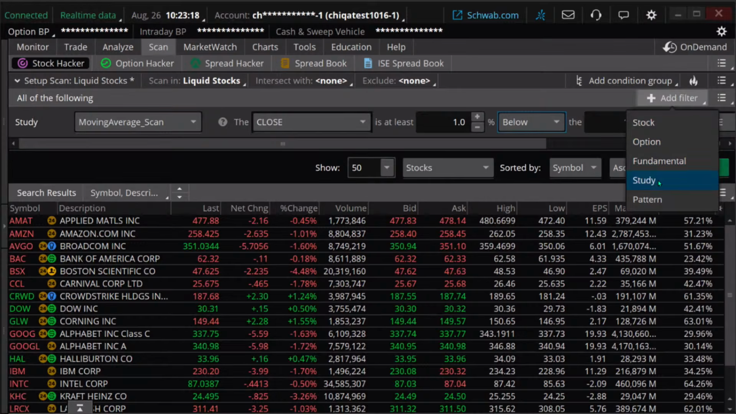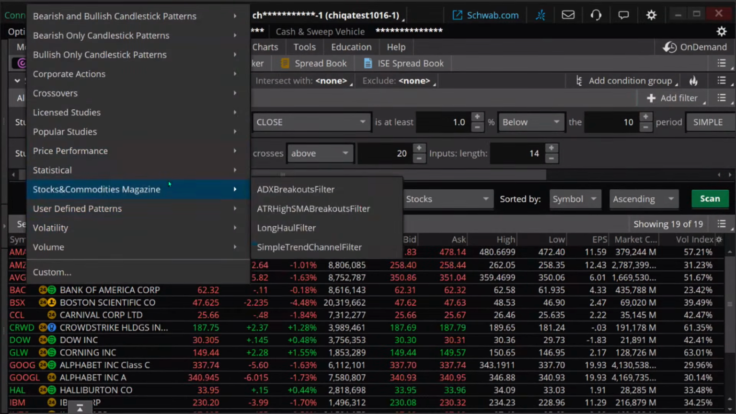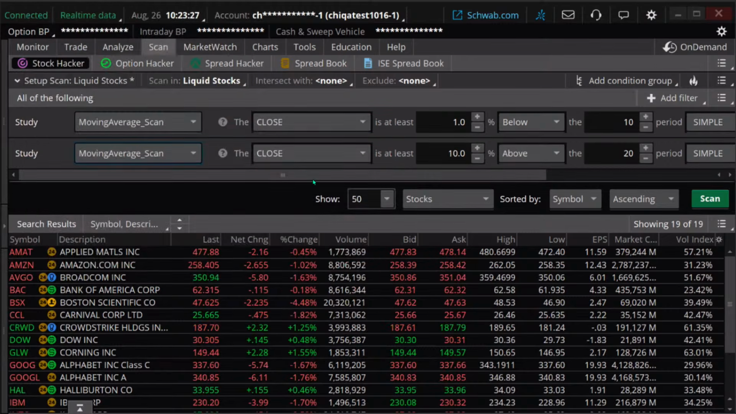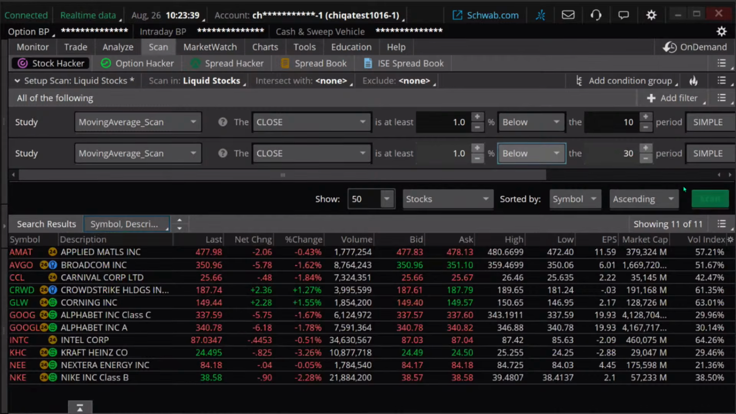Here, I'm going to add in a study filter. I'm going to do the exact same filter, except with one little tweak. I'm going to go to popular studies, moving average scan, close is at least, I'm going to say 1% below, you guessed it, the 30-day simple moving average there.